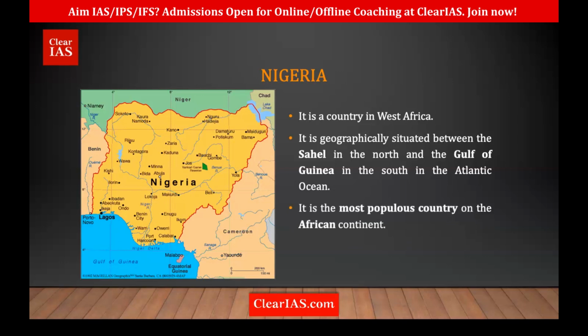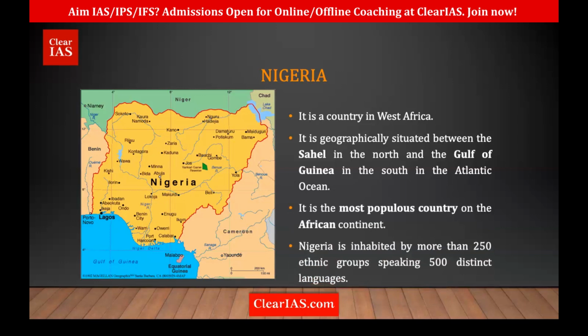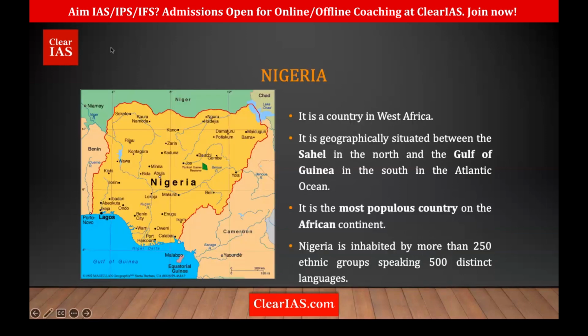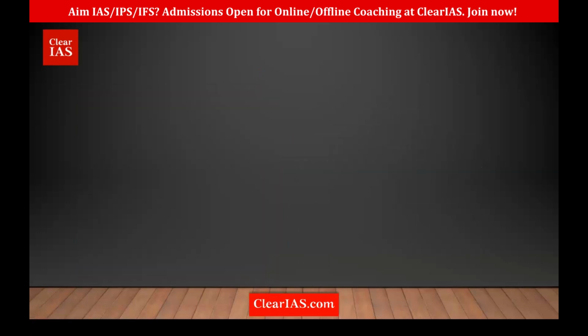And Nigeria is the most populous country in the African continent. It's also interesting that there are so many ethnic tribes: 250 ethnic groups with 500 distinct languages. So they have so many languages. I forgot to mention that we have Benin on one side, Niger here on top, Chad here, and Cameroon. These are the bordering countries: Cameroon, Chad, Niger, and Benin.